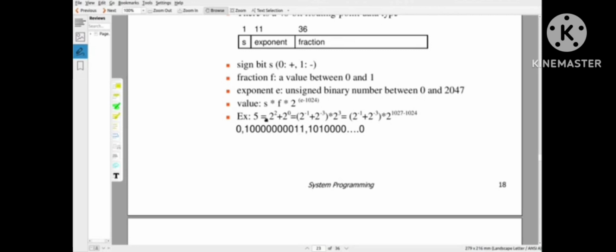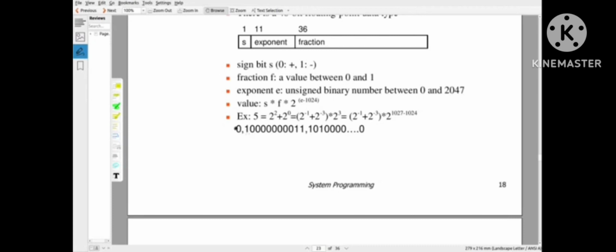For example, suppose 5 we can represent in binary as 101, that is 2 raised to 2 plus 2 raised to 0. We can represent it another way as 2 raised to minus 1 plus 2 raised to minus 3, into 2 raised to 3, that is into 2 raised to 1027 minus 1024. So this is the way to represent it. Here you can see that 0 represents a positive number, yes, 5 is positive, then 1027 is represented here.